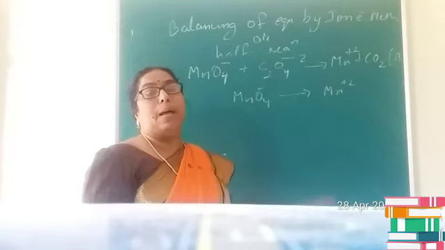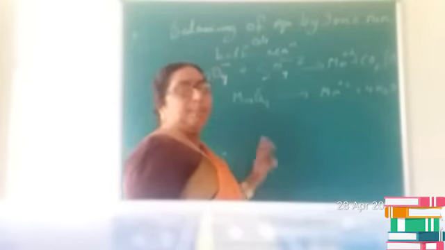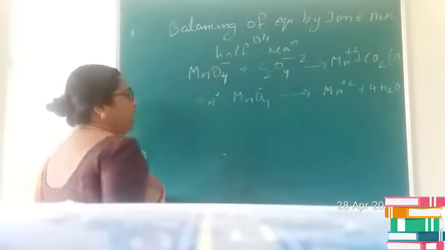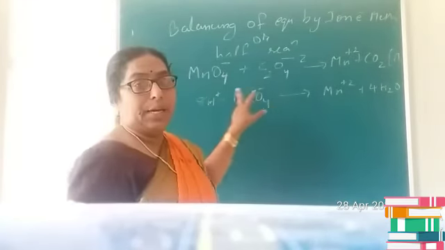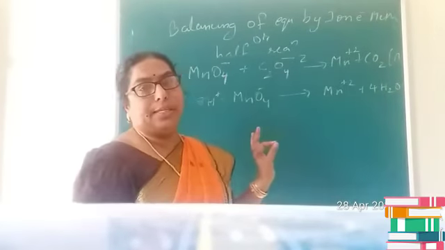That is MnO4 minus will give you Mn 2 plus. Mn is already balanced, so let us balance oxygen. How? By adding 4 molecules of water. Now how will we balance hydrogen? By adding 8 hydrogen ions. Now let us balance the charge. On the reactant side we have a total of 7 positive charge and on the product side only 2 positive charge.